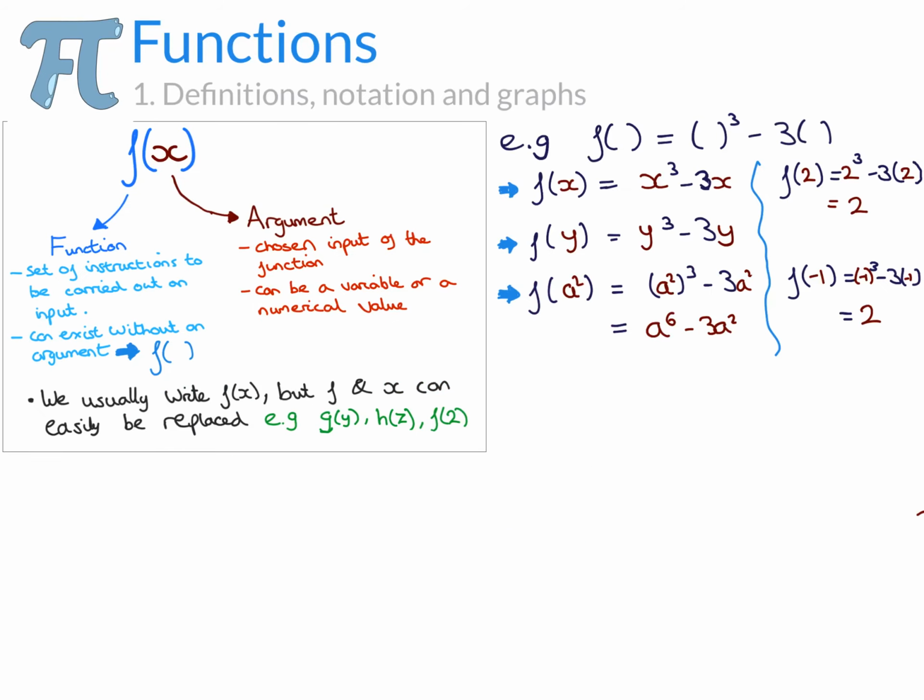Here I run through a simple example. Notice how the variable arguments on the left-hand side usually result in algebraic expressions, whereas if we use a numerical argument, as on the right-hand side, we usually get numerical answers.